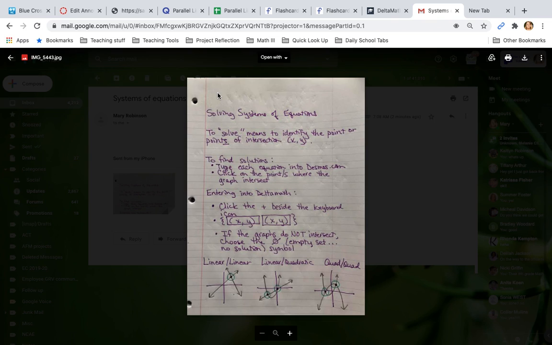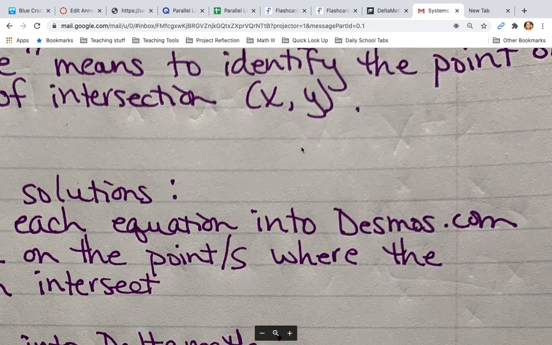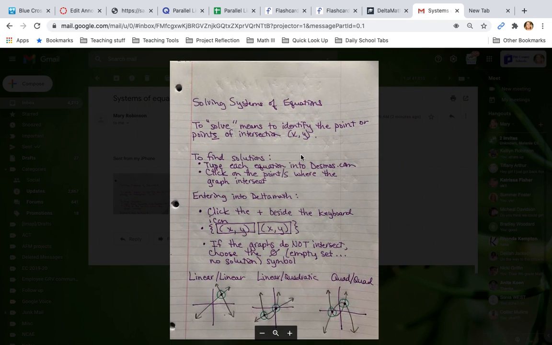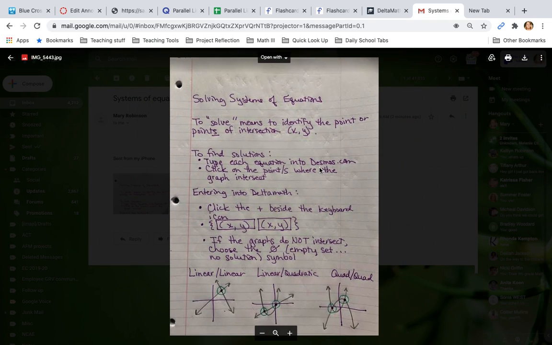So it says, to solve a system of equations means that we are going to identify the point or the points of intersection. And you can see I have it written as an ordered pair x, y. Oops, sorry. To find solutions, we are going to type each equation into Desmos.com, click on the point or points where the graphs intersect, and that's it. To enter in our solutions, which again are the points of intersection, we will click the plus icon beside the keyboard, and it'll pop up 2 curly brackets, and you will enter in both ordered pairs.